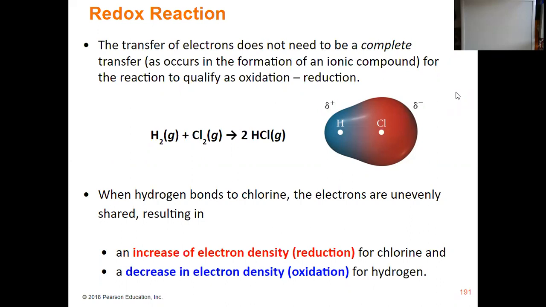So we were talking about electron density and the fact that in an HCl molecule, we have covalent bonding and uneven sharing between the hydrogen and the chlorine. So our electron density is more on the chlorine end than the hydrogen end, making the chlorine a little bit more negative than the hydrogen. We can consider this an increase in electron density for the chlorine, which is very similar to reduction if we're defining reduction as gaining electrons. And a decrease in electron density would be considered oxidation.